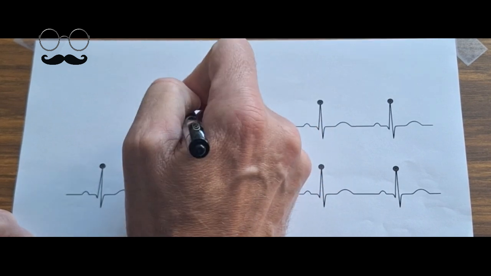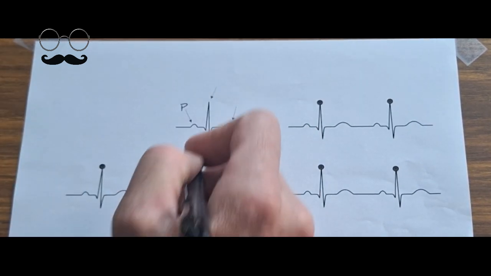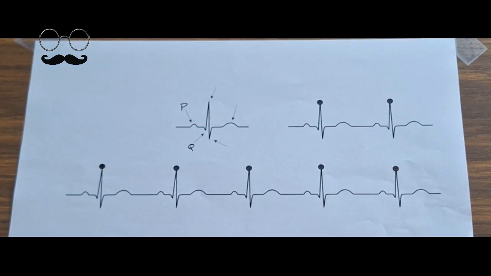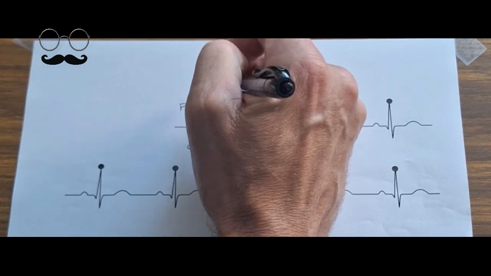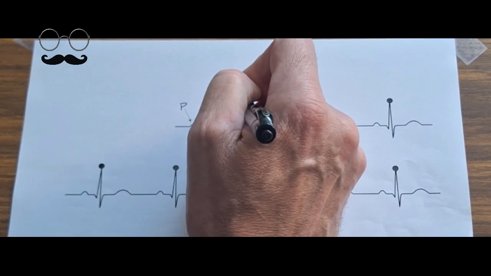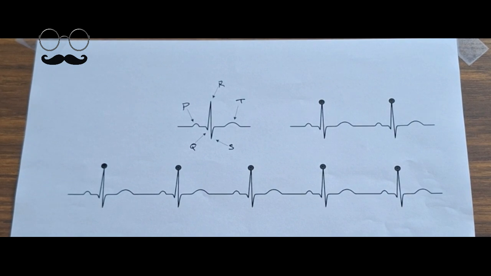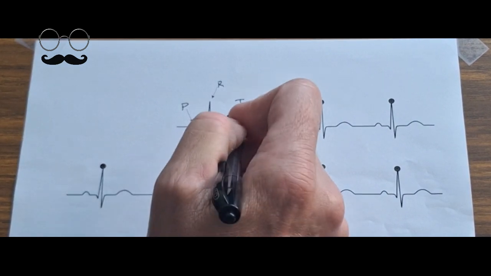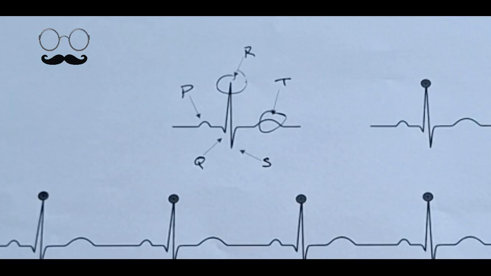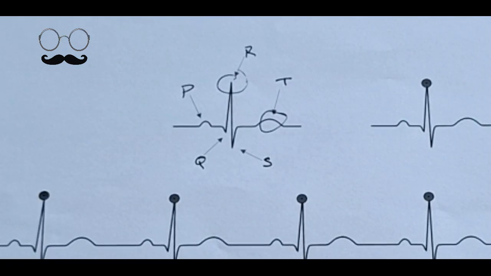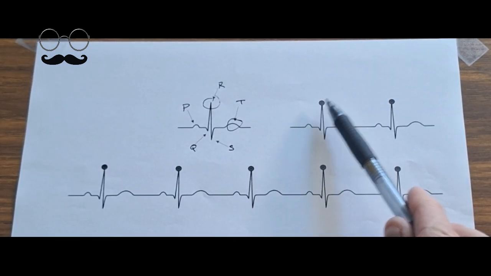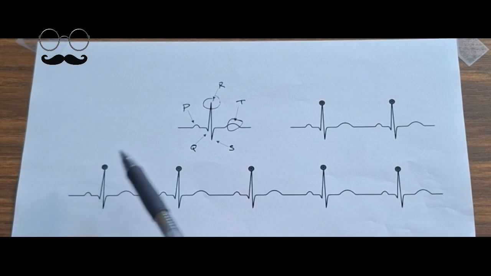So the first wave right here is our P wave, and then we have our Q. And if you know your alphabet, you just follow it along. So it's P, Q, R, S, and T wave. Now, as I said, the two most important waves are your T wave and your R wave. The R wave is most important because the scanner has to be able to put little tags on each R wave.